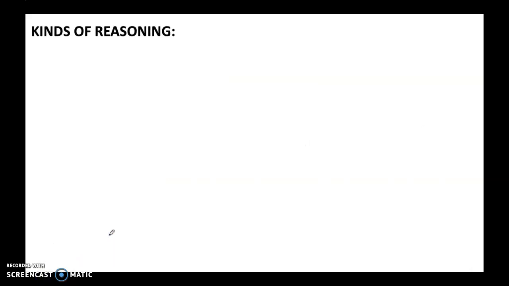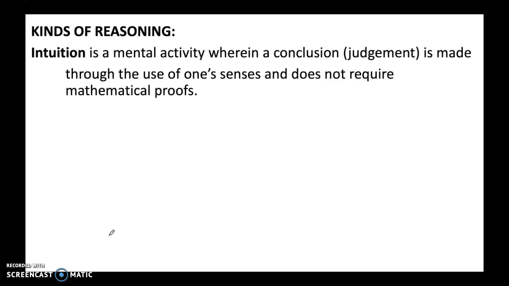Let's have the kinds of reasoning. First one, intuition. Intuition is a mental activity wherein a conclusion or judgment is made through the use of one's senses. It does not require mathematical proofs. So when we say intuition, we use our five senses to make a conclusion or judgment.